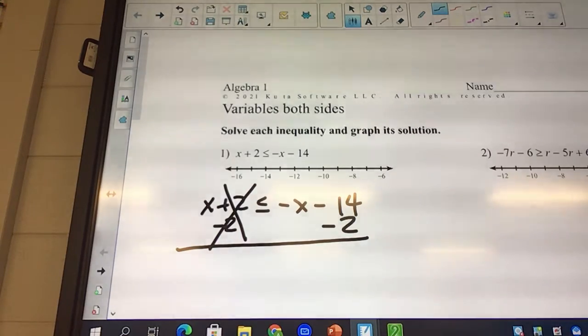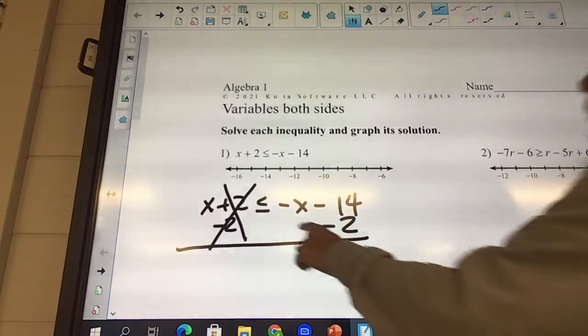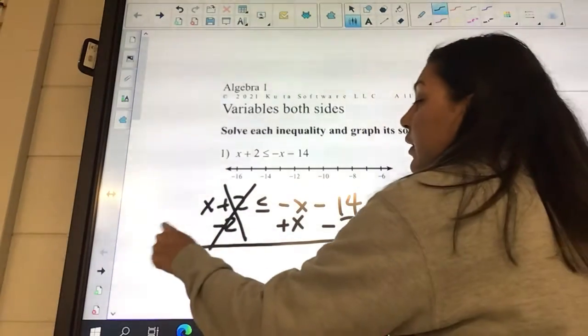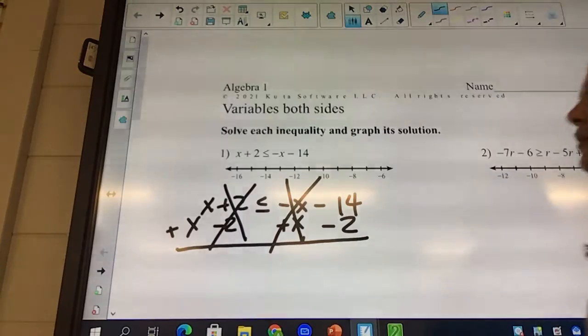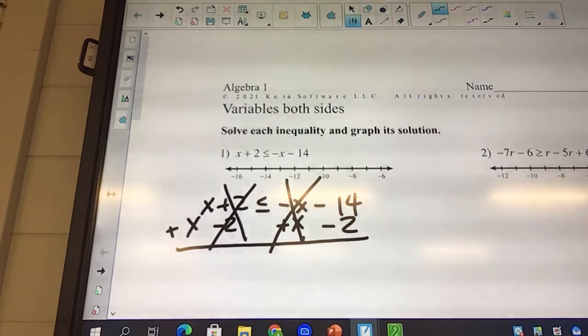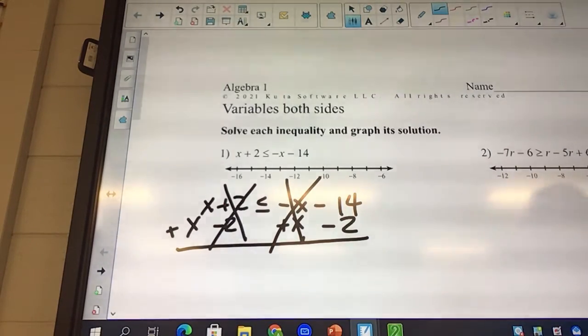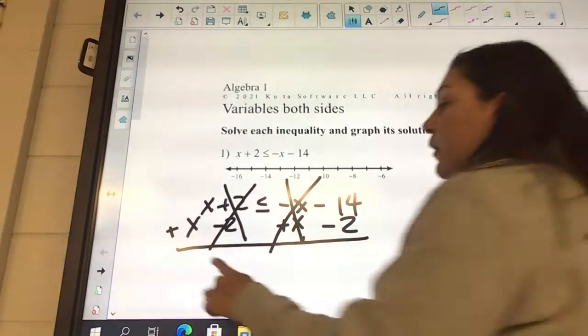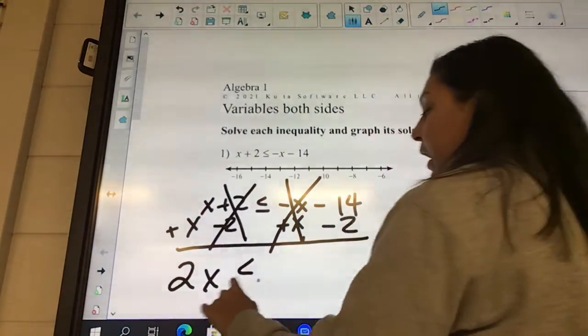Okay, so that X needs moved. So we're going to say plus X. Plus X, so that way these ones cancel. See how I have two big X's on both sides? Okay, so X plus X is what? 2X. And I have my sign.